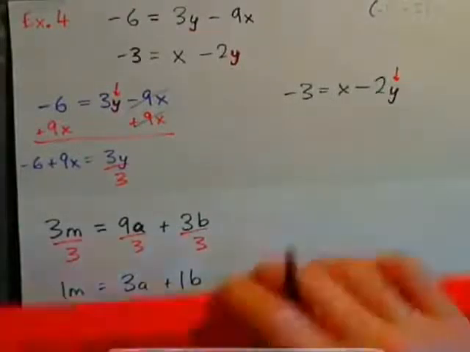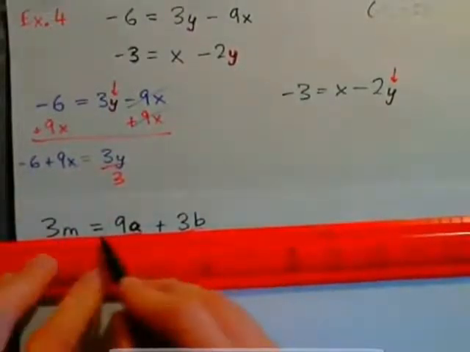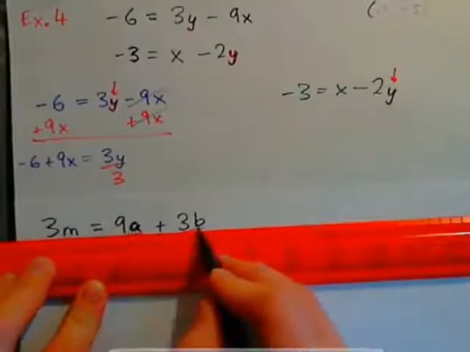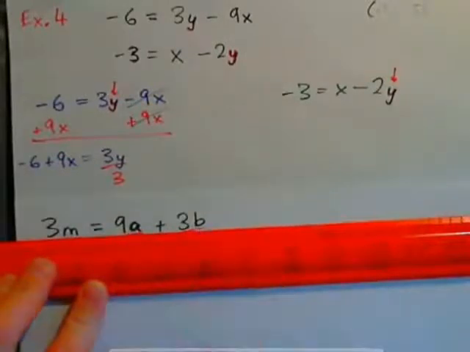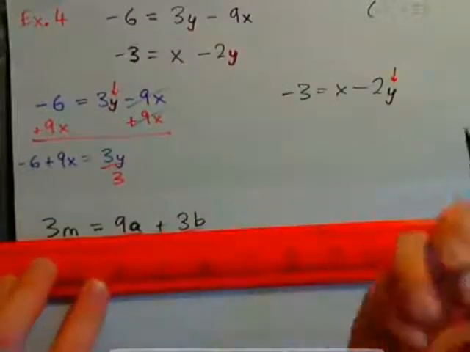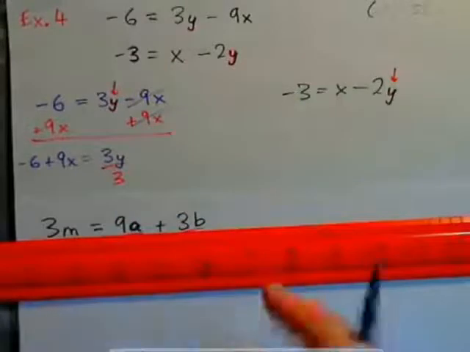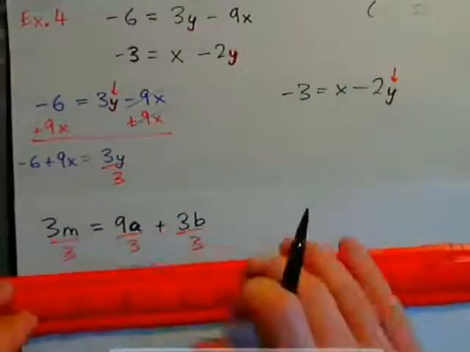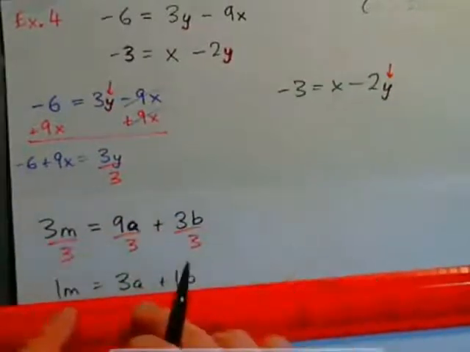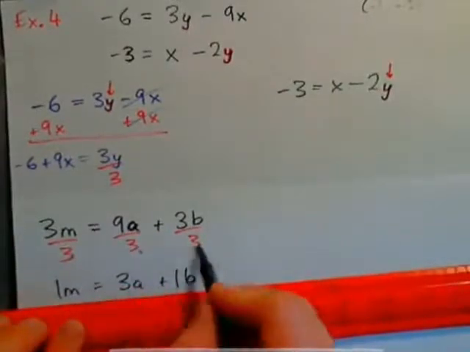My point is, if this is a fact that 3 melons is the same cost as 9 apples and 3 bananas, then surely 1 melon would be 3 of these apples and then 1 banana, wouldn't it? 1 melon would definitely cost the same as 3 apples and 1 banana. Doesn't that make sense in your mind? And when we divide everything by 3, that's what we find. 1 melon costs the same as 3 apples plus 1 banana.